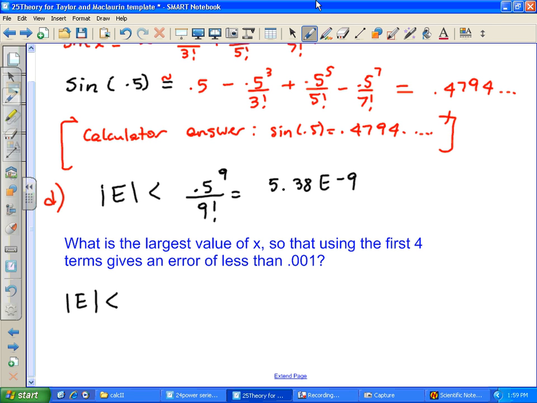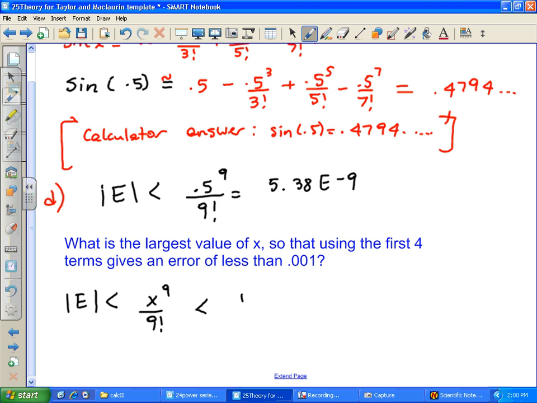up there we use 0.5 to the 9 over 9 factorial. Right now we don't know what x is, so we cannot put 0.5. So what should I put instead there? X. We don't know what that number is, so I'm going to put x to the 9 over 9 factorial. Now does everybody see why I'm using 9 and 9 factorial? Because we said we're going to use the first 4 terms, right? So the next unused term, because look at the first 4 terms of the series: x minus x cubed over 3 factorial, x to the 5 over 5 factorial, x to the 7 over 7 factorial. So if you're going to use the first 4 terms, the next unused term would be x to the 9 over 9 factorial. And you want this error to be less than what?